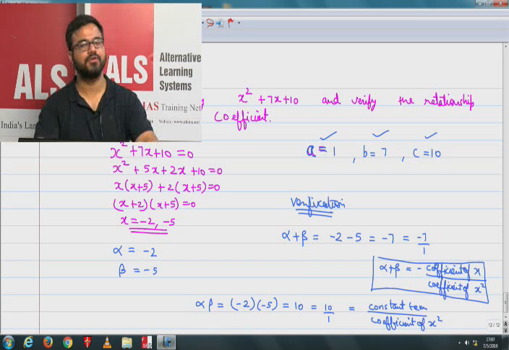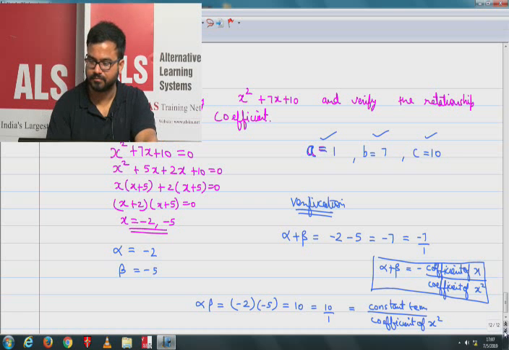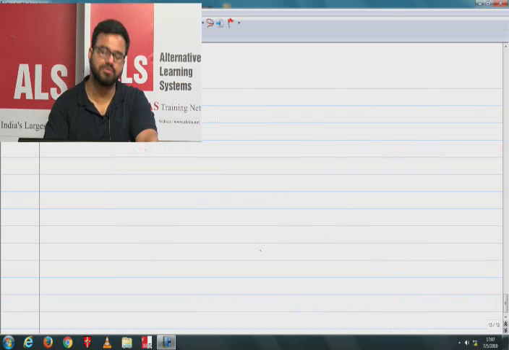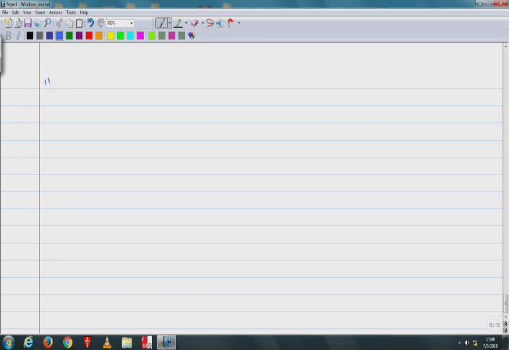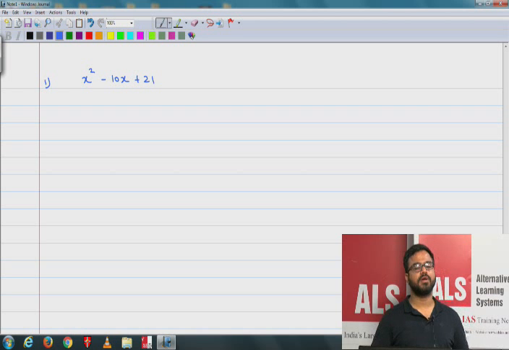Okay. Now I am giving you the next question. This you have to do on your own. It's a very easy concept, only the zeros you have to find and then you have to do the verification. Solve this one. This is the polynomial x square minus 10x plus 21. Two things you have to do: find zeros and then verify the relationship between zeros and the coefficient. Do this.